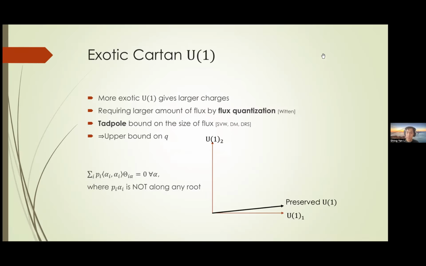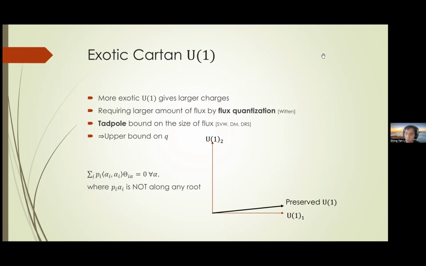So far, we have been talking about breaking non-abelian gauge factors to some other non-abelian gauge factors. But how about we break it down to a single U1? We can actually do that. We now impose another very similar condition, where I just replace b_i by p_i, which means those p_i's are not along any root. And we set it equal to 0 for all alphas. That means there will be a single U1 Cartan direction preserved, but no roots preserved.